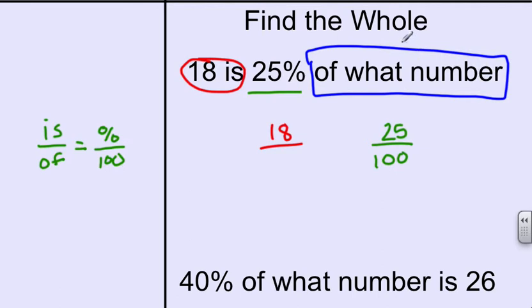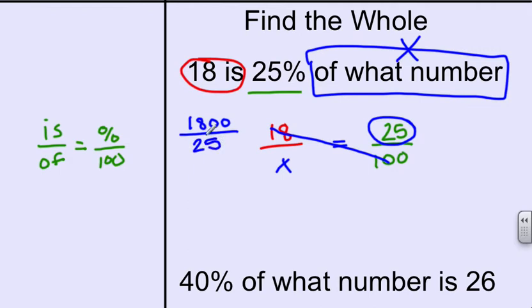Of what number? What? Shrug your hands, extend your legs, make an X. All right, now when I look to go this way, I don't have 2 things to multiply, but this way I do. 18 times 100 is 1,800. Now I divide by what's left over. I'm going to divide by the 25. Divided by 25. When I divide those, I find out it's 72.